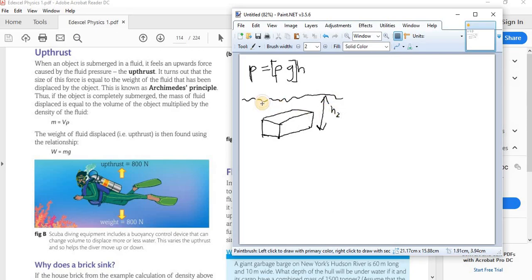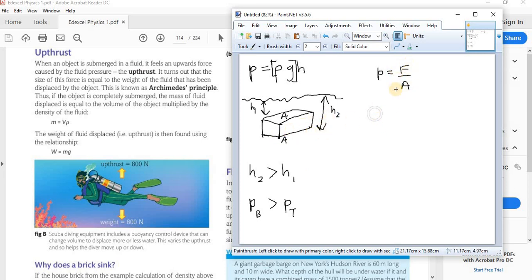This depth here is h1. Now the areas are the same. The area of the top surface is the same as the area of the bottom surface, and we know the formula: pressure is equal to force over area. Now, since h2 is greater than h1, the pressure at the bottom surface is greater than the pressure at the top. Alright, the pressure at the bottom is greater than the pressure at the top.